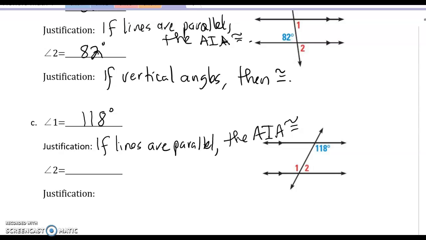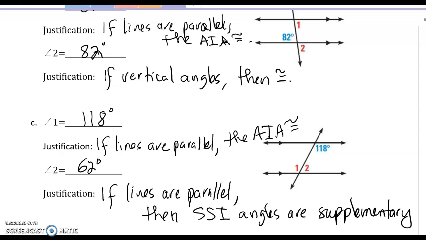What about angle 2? What is its measure, and what is your justification? Angle 2 measures 62 degrees. Why? Because if parallel lines are cut by a transversal, then the same side interior angles, SSI, same side interior angles are supplementary.